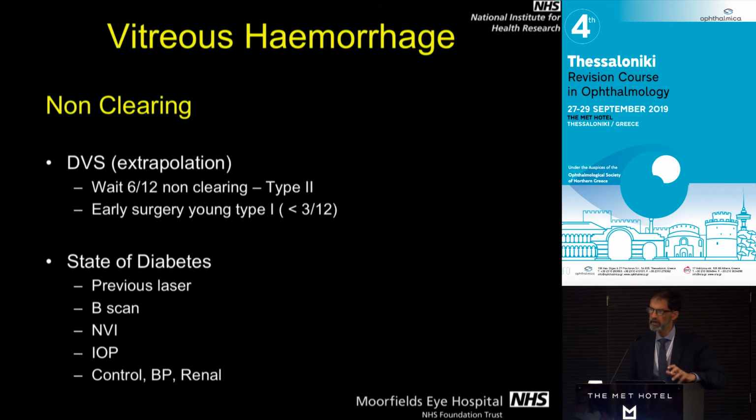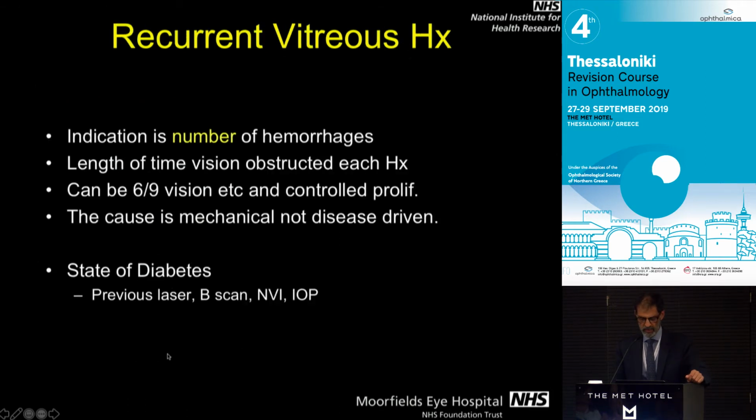So in non-clearing vitreous hemorrhage, the indications are: in type 1, operate within 3 months, and in type 2, within 3 to 6 months. And this is modified by the state of the diabetes, especially if there are problems with IOP control and new vessels on the iris.